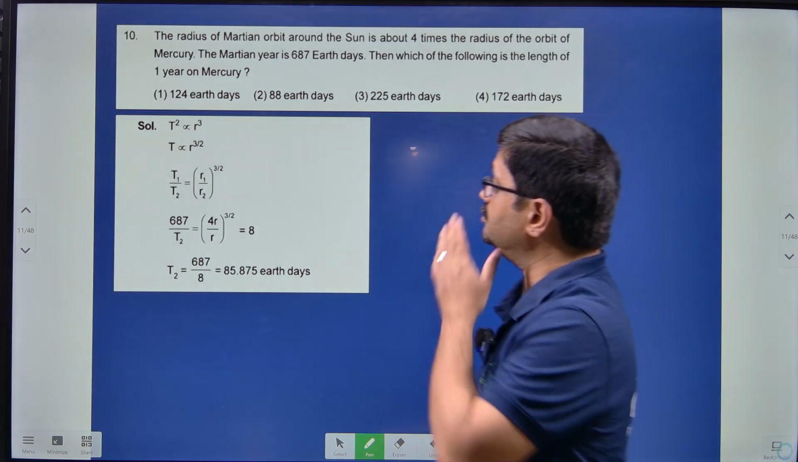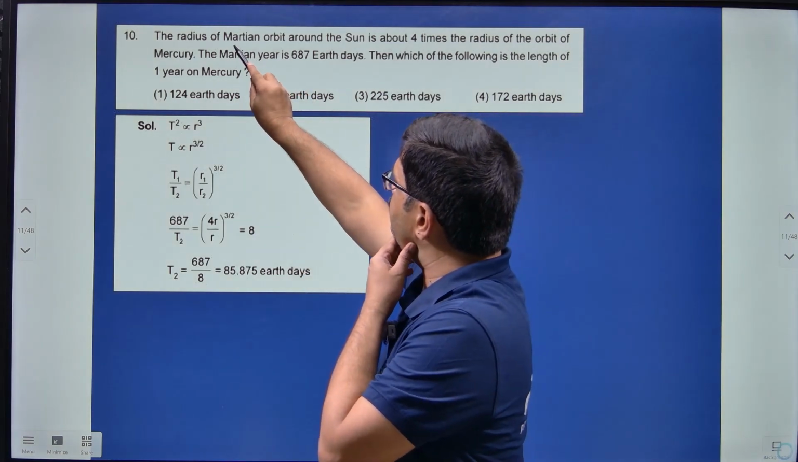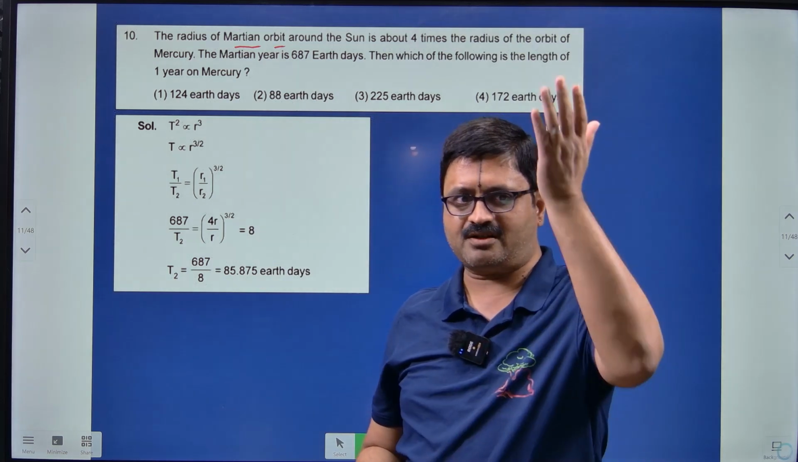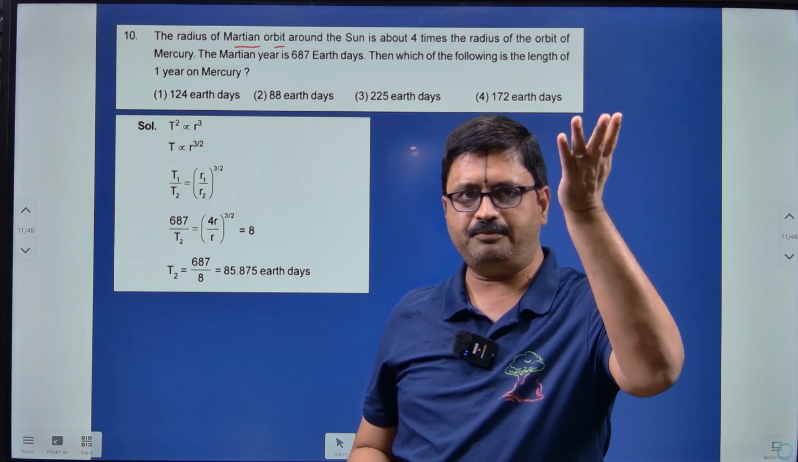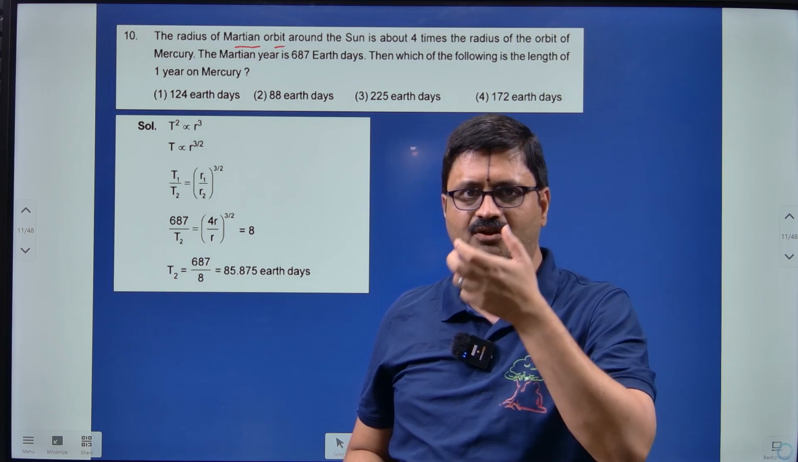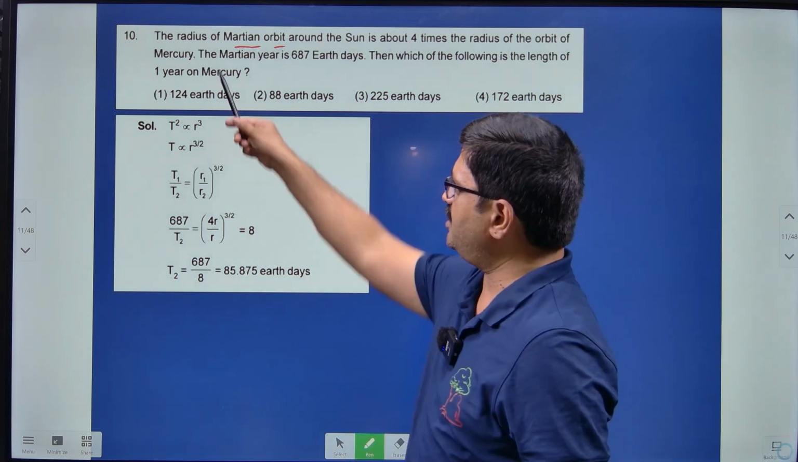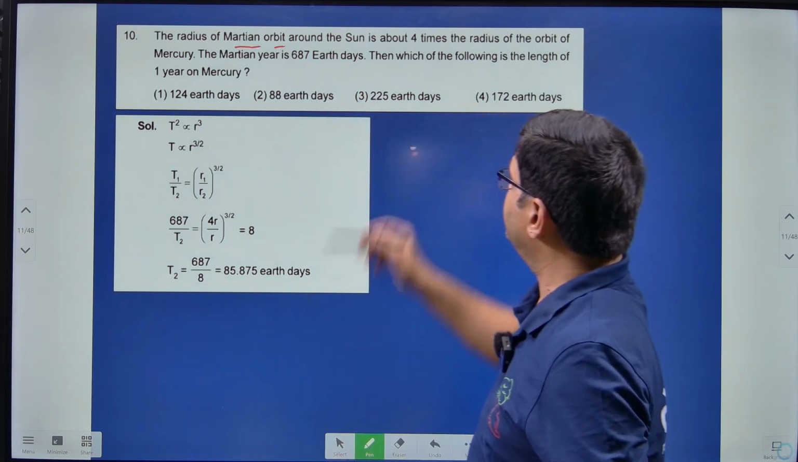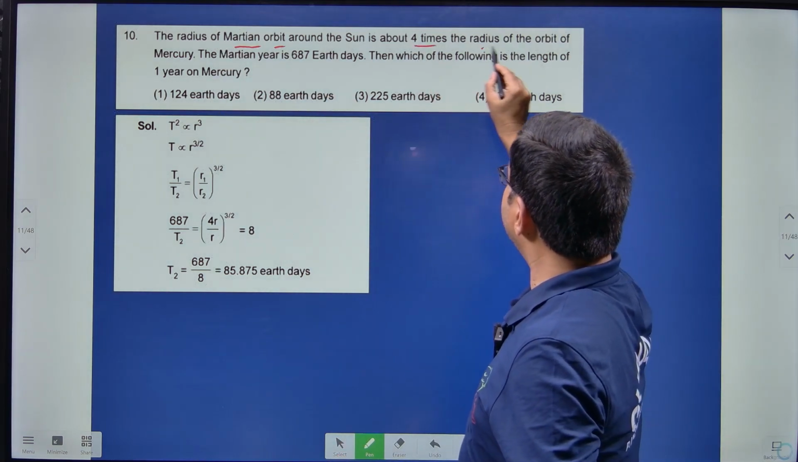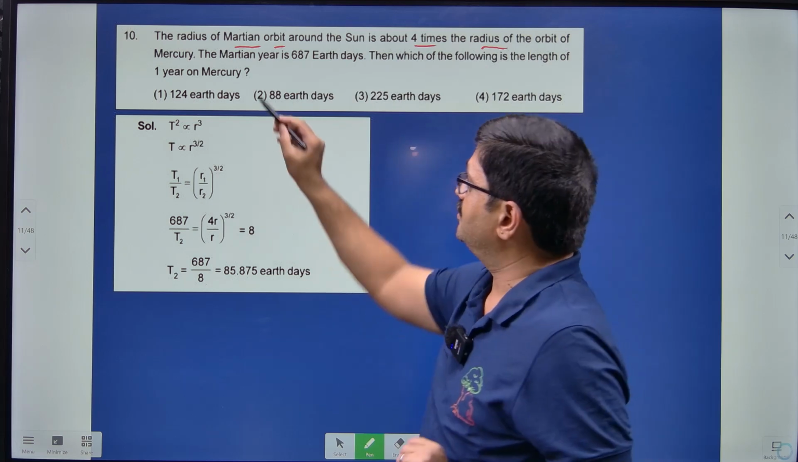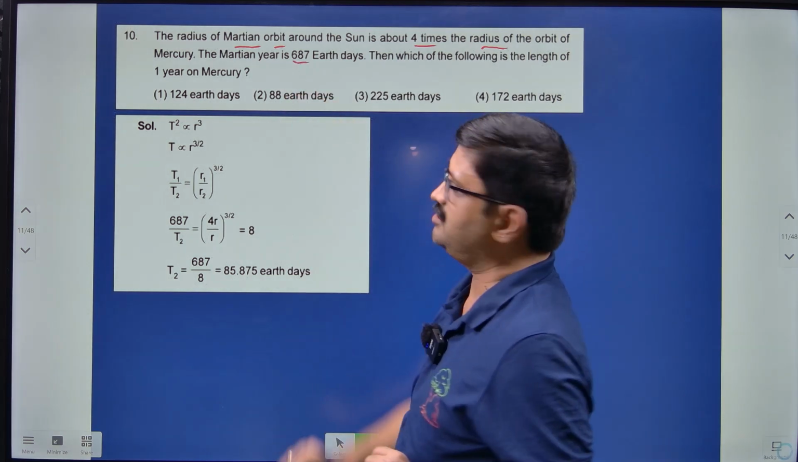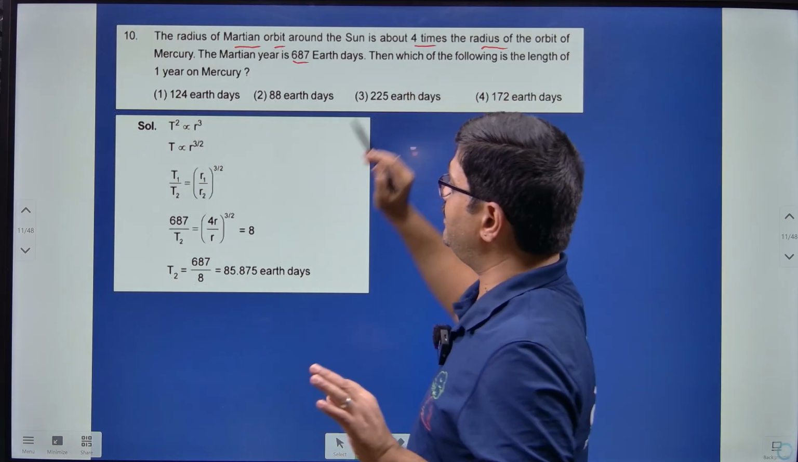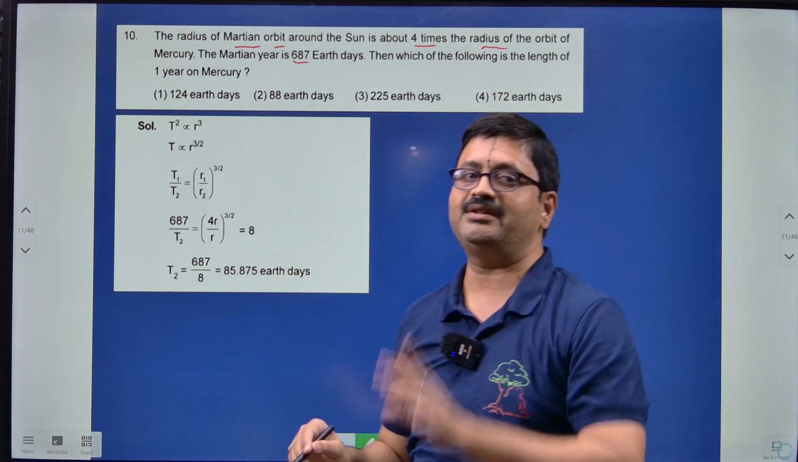Then 10th question, the radius of Martian orbit. Okay, this year now they have sent us to Mars, by asking very typical varieties of questions without any oxygen cylinder, is it not? So likewise, radius of Martian orbit around the Sun is about 4 times the radius of the orbit of Mercury. The Martian year is 687 Earth days. Then which of the following is the length of 1 year on Mercury, they are asking.